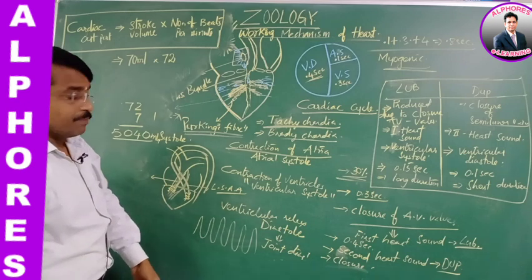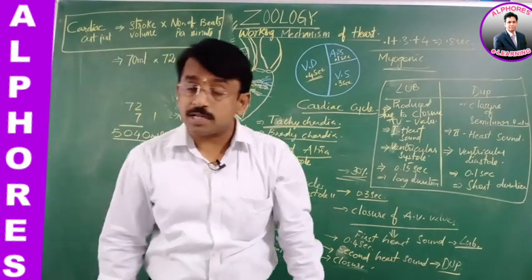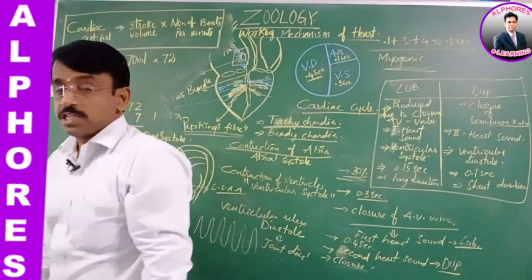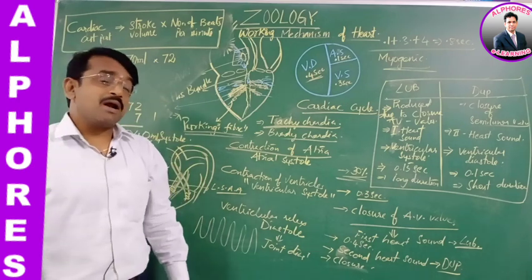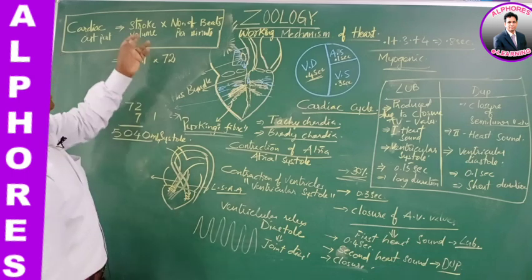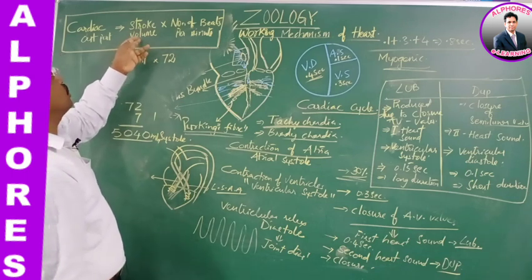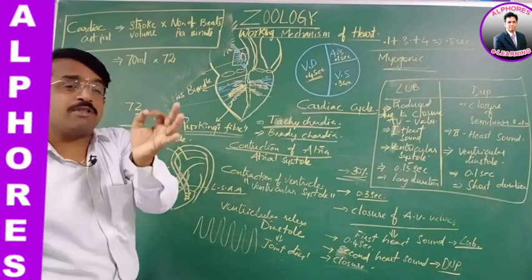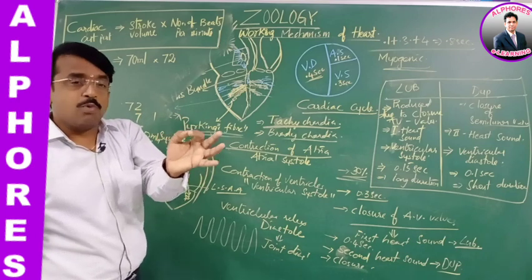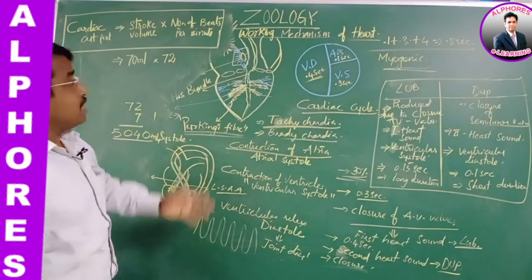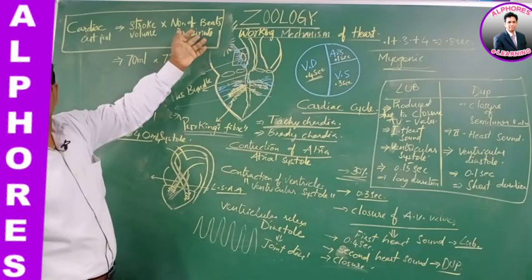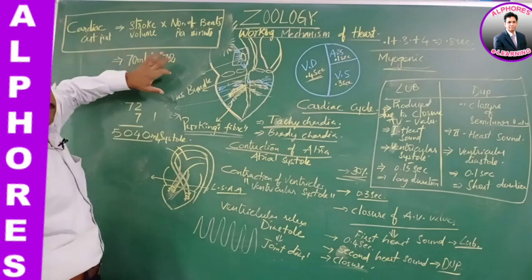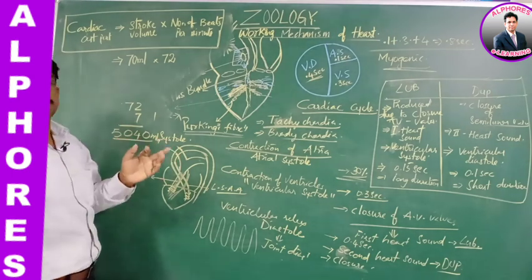Got my point? The cardiac output is the amount of blood pumped out by the ventricles per minute, which can be denoted as cardiac output equals stroke volume into number of beats per minute. Stroke volume is the amount of blood pumped out by a ventricle per beat, and the number of beats per minute, when multiplied, results in cardiac output. So stroke volume is 70 ml into 72, which will be 5040.